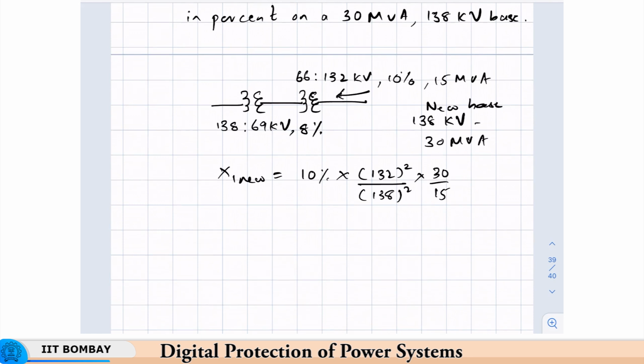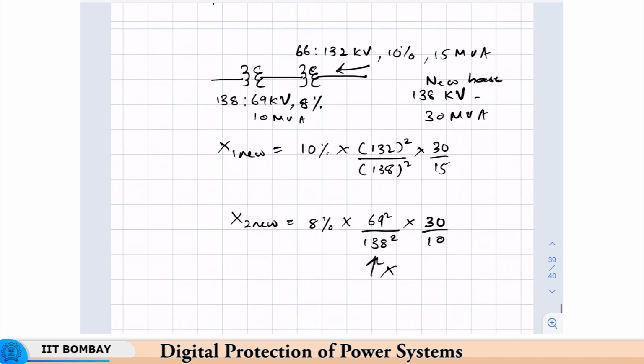Now, here, well, this is quite straightforward. For the second transformer, you will say X2 new is equal to 8% into 69. You will not use 69 square by 138 square, into the MVA given for this transformer. This is a 10 MVA, I am sorry, this was not mentioned here, 10 MVA, into 30 by 10. So, this is wrong. Okay. This is a very common mistake which is made and which is wrong.